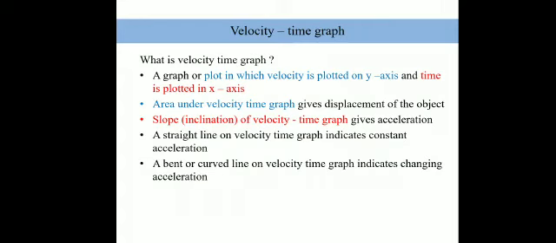So if in a graph velocity is on the y-axis and time is on the x-axis, then we say the graph is a velocity time graph. The area under the graph will give us displacement. The slope and inclination of the graph or line plot gives us acceleration. If the line is straight, that means constant acceleration. If the line is bent or curved, that means changing acceleration.